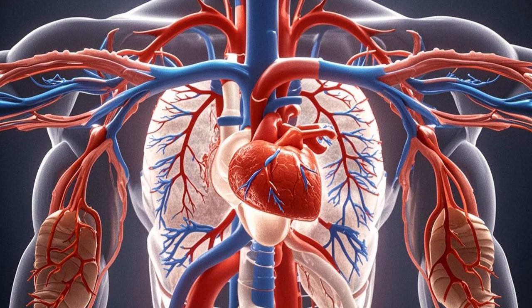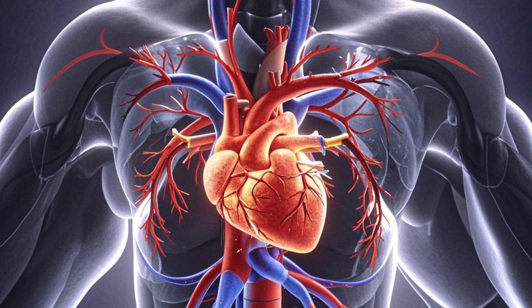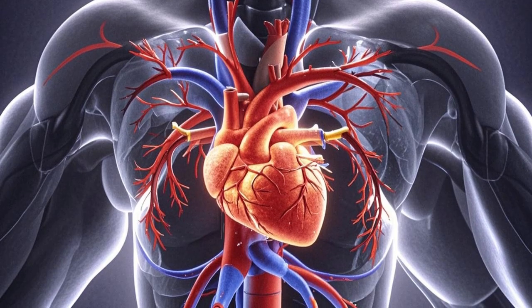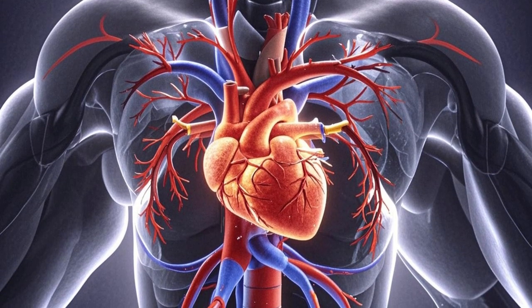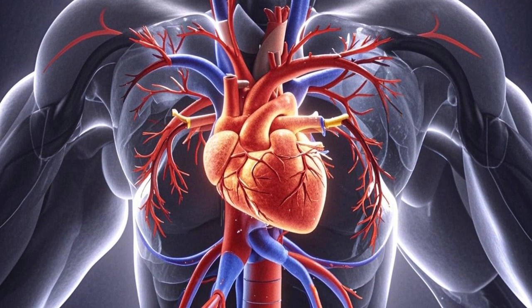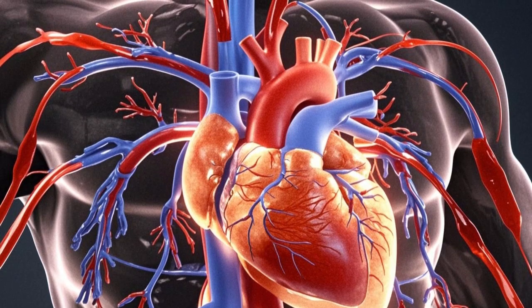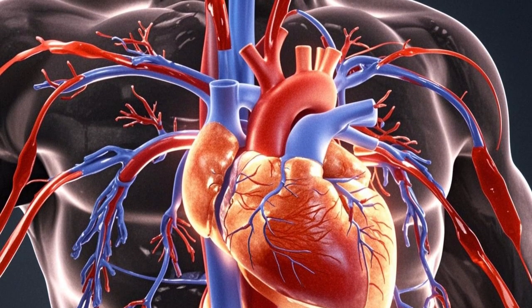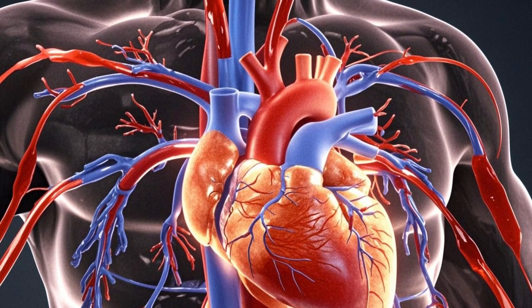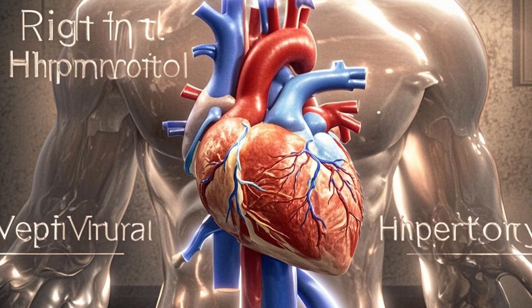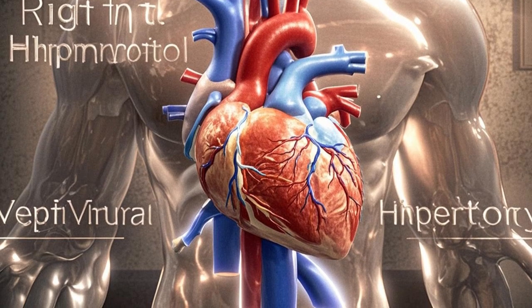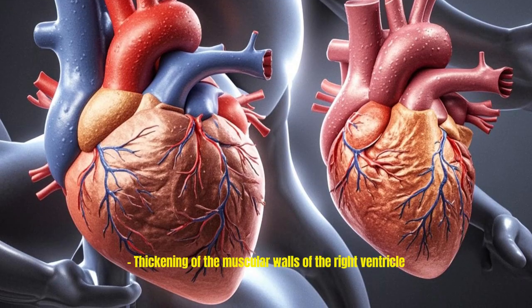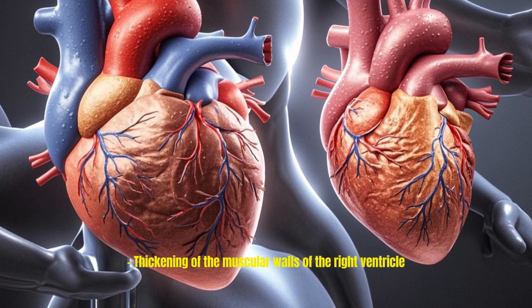oxygenation. 3. Overriding aorta: the aorta is positioned over the ventricular septal defect, rather than just rising from the left ventricle. This allows oxygen-poor blood from the right ventricle to flow directly into the aorta. 4. Right ventricular hypertrophy: thickening of the muscular walls of the right ventricle develops as the right ventricle works harder to pump blood through the narrowed pulmonary valve.